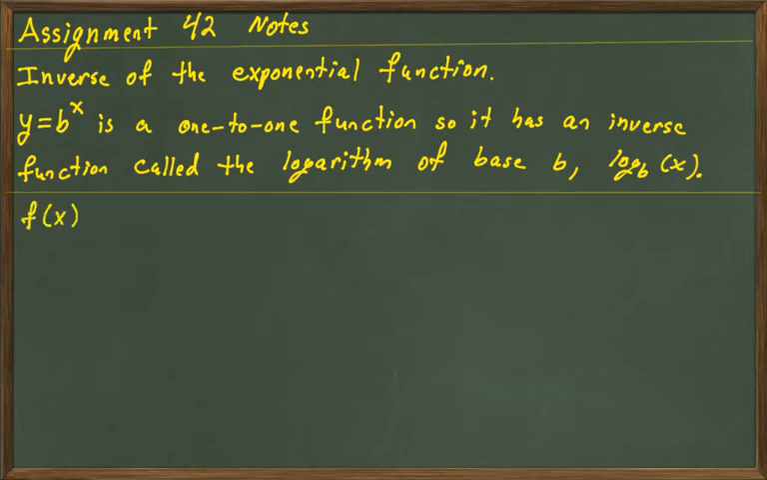So let's go ahead and look at our basic parent function here, the exponential function b to the x. Recall that the table that we used to graph this was -1, 0, and 1. B to the minus 1 was 1 over b. B to the 0 is 1. B to the first power is b.